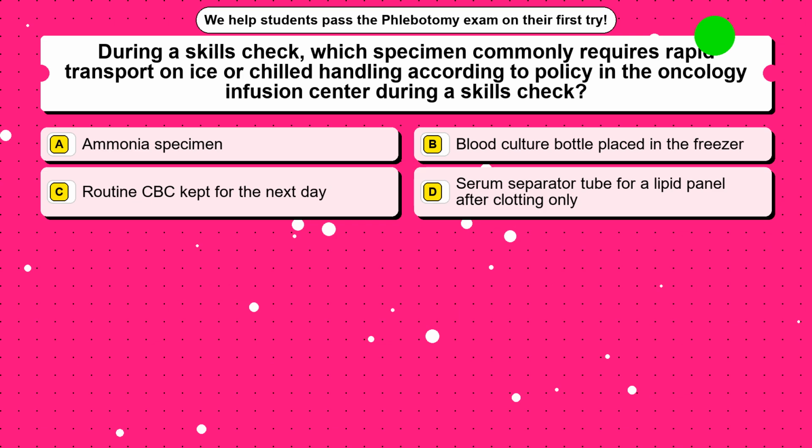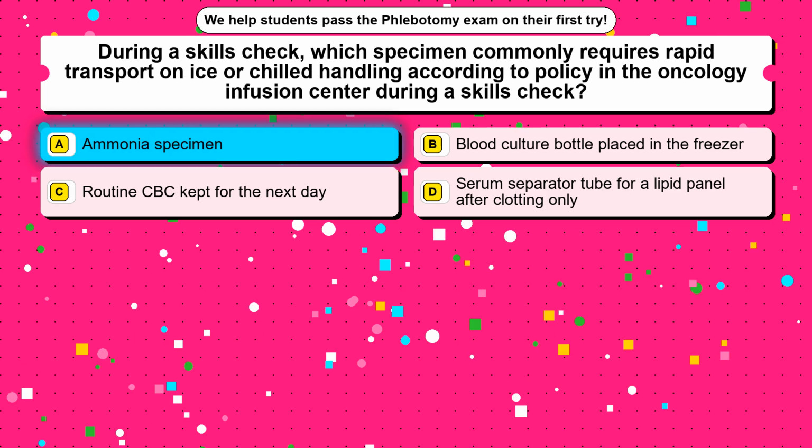Question 59. During a skills check, which specimen commonly requires rapid transport on ice or chilled handling according to policy in the Oncology Infusion Center? Option A. Ammonia specimen. Option B. Blood culture bottle placed in the freezer. Option C. Routine CBC kept for the next day. Option D. Serum separator tube for a lipid panel after clotting only. The correct answer is option A.